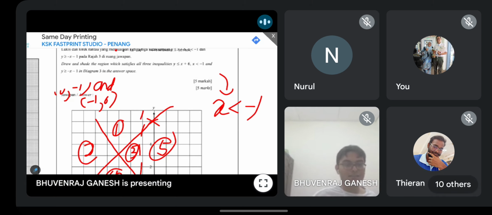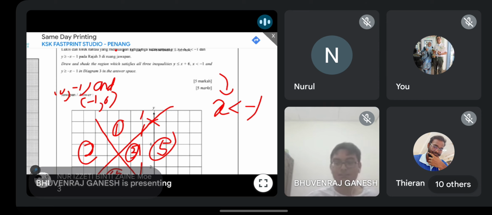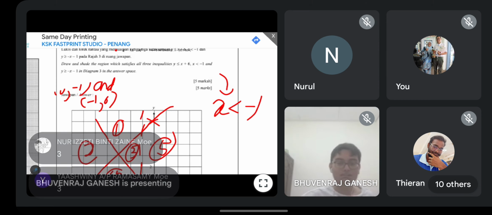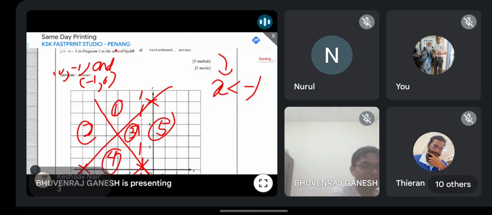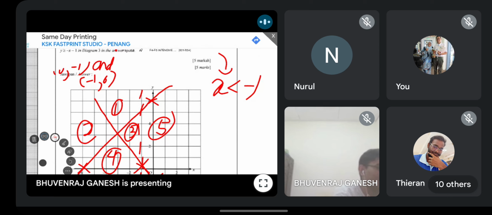Others guys, what region do you all get? Apa kawasan kena lorek? What do you all say? Okay, 3, okay, good. I scared you guys when silent there, you all don't know what I'm talking actually. That's the feeling I get. That's why I need you all to respond. Okay, so 3 is the answer.